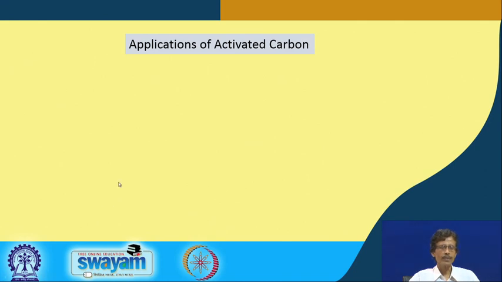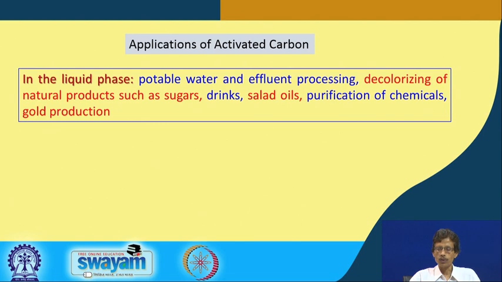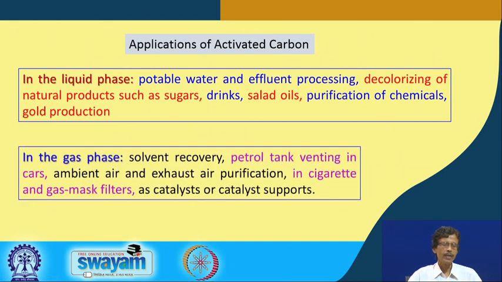And if we just quickly see the applications of activated carbon, in the liquid phase we can use activated carbon for potable water and effluent processing, then decolorization of natural products such as sugars, drinks, salad oils, and purification of different types of chemicals. Also the gold production that we have seen earlier, where the contamination from the gold solution can be removed by treatment with activated carbon.